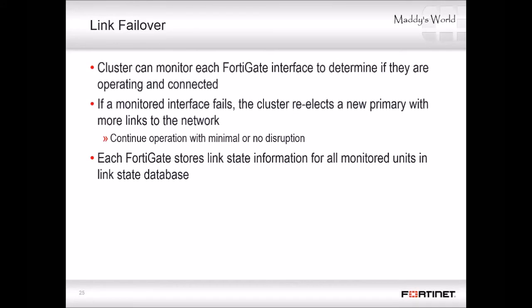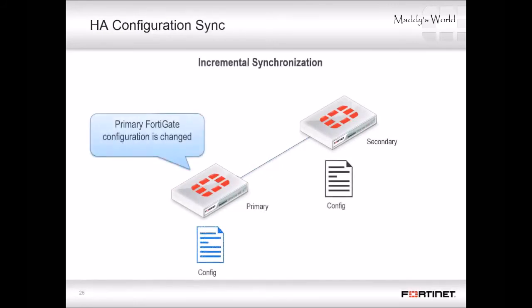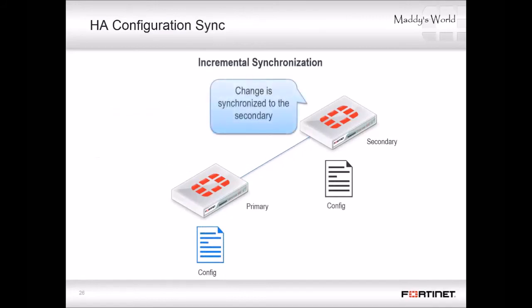If an interface on the primary is unplugged, the FortiGate can use port monitoring to detect this and remove itself from the HA cluster. With this kind of failover, check for a loose or disconnected cable first. To prepare for failover, HA keeps configurations in sync. Let's study that now.